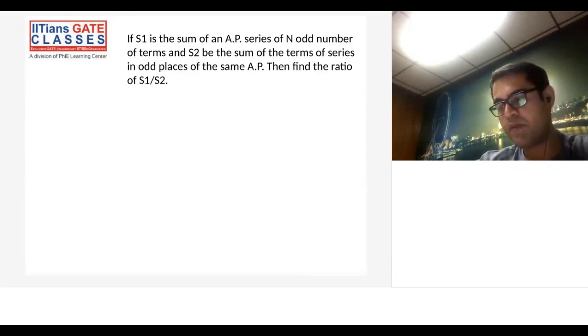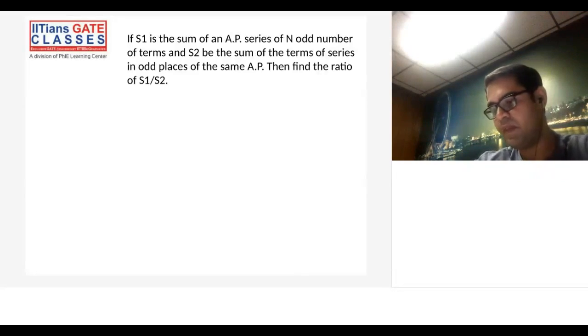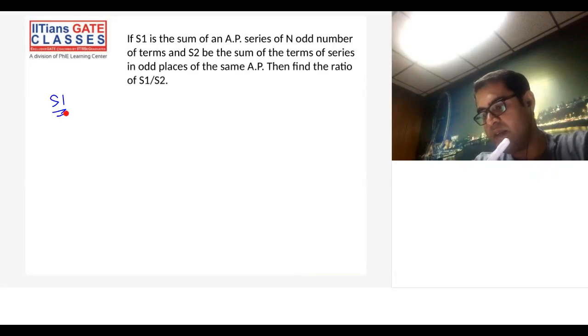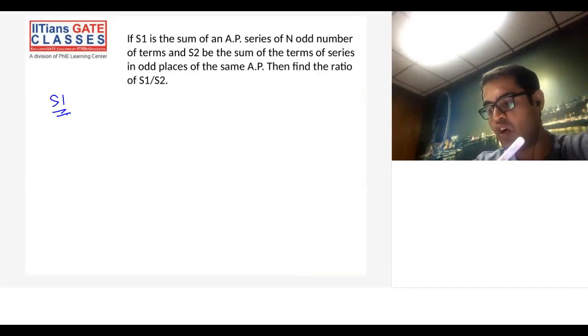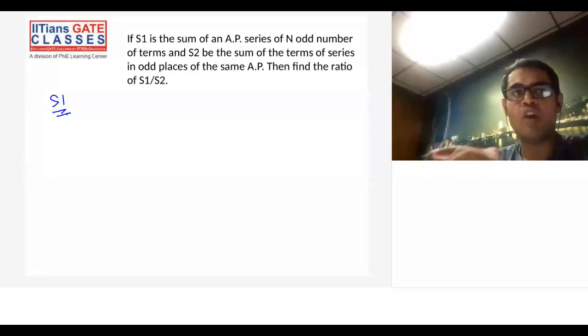Alright, so I hope everyone tried the problem. Now let's see the solution. This is a very good problem which came in GATE for 2 marks. Very good problem. Now S1 is the sum of an AP series of n odd number of terms. They are saying it is an AP series with n odd number of terms.